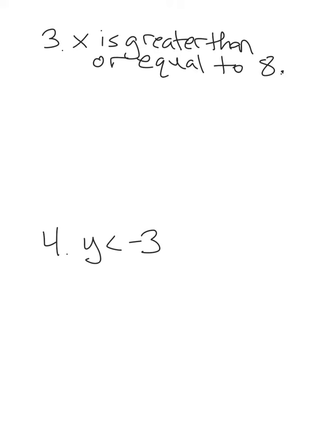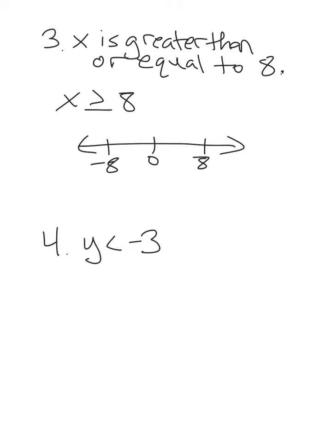Number 3. It says x is greater than or equal to 8. So let's just go ahead and write it as an inequality. X is greater than or equal to 8. Don't forget that line that goes underneath it. So our number line, just get our 0, 8, and negative 8. On 8, it's greater than or equal to. That equal to means closed circle. And since it's greater than, shade to the right. Numbers, again, that are bigger are to the right.